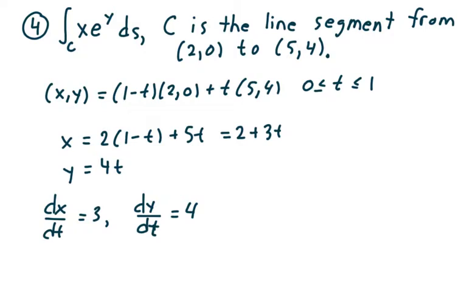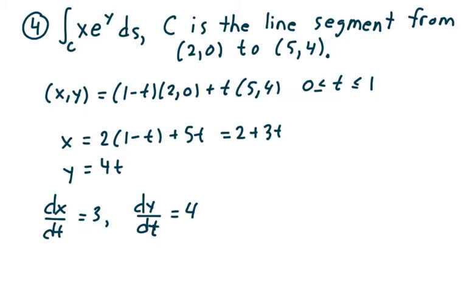If we take a look at number 4, we get the integral over c of x e to the y ds, where c is the line segment from (2,0) to (5,4). Now, this parameterization for a line segment only works for line segments, so you want to be really careful here. So to parameterize a line segment, we're going to take x, y, the ordered pair, and we're going to take 1 minus t times (2,0), so that's the first point, and we're going to add t times the second point, (5,4). And t is restricted between 0 and 1.